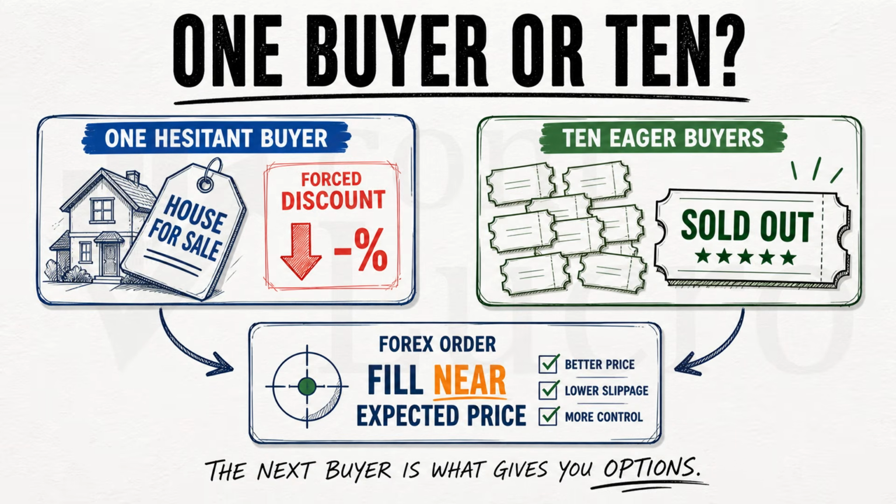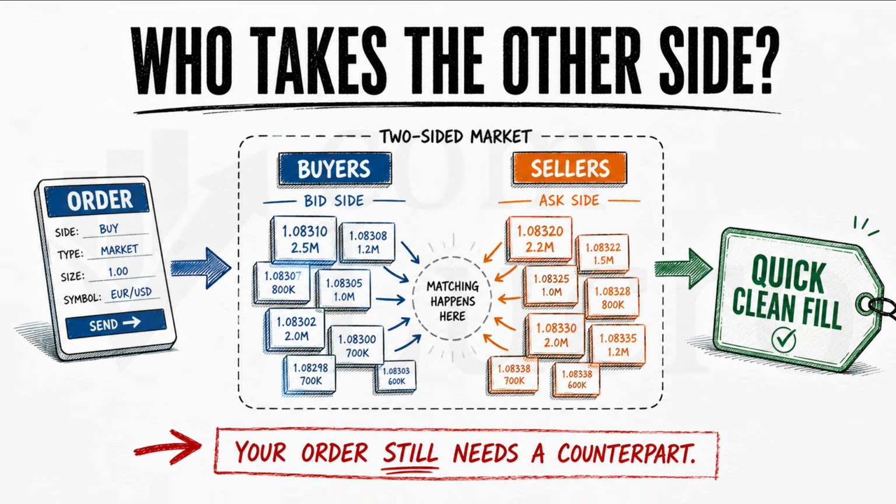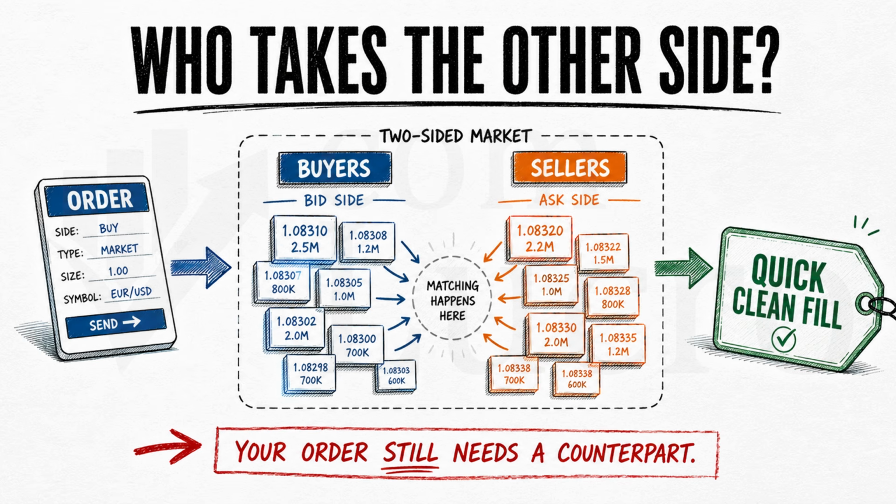Imagine selling a house on a street with one interested buyer. You don't have much power. If that buyer wants a discount, you either accept it or wait. Now imagine selling tickets to a sold-out final outside a stadium. 10 people want the same ticket right now. You can sell quickly, close to the price you expected, because the next buyer is already standing there. That is what a liquid market gives you: a fairer price, a faster fill, and less drama between the moment you press the button and the moment your trade exists.